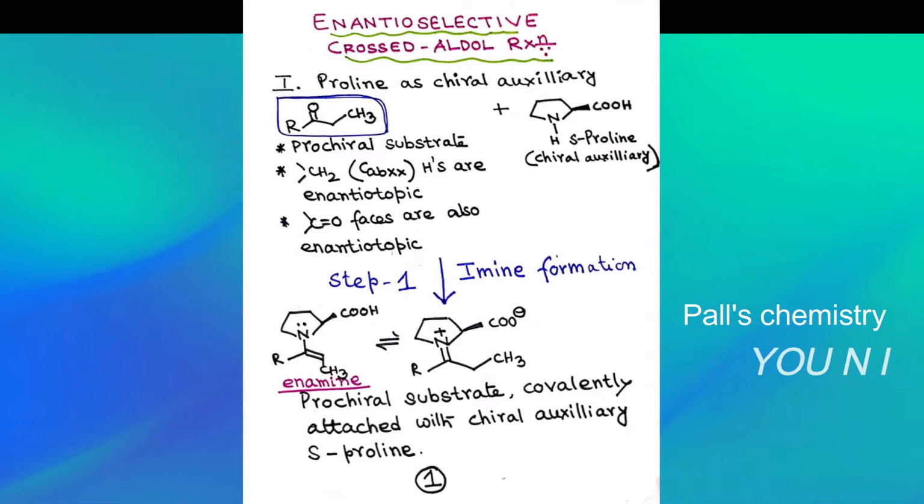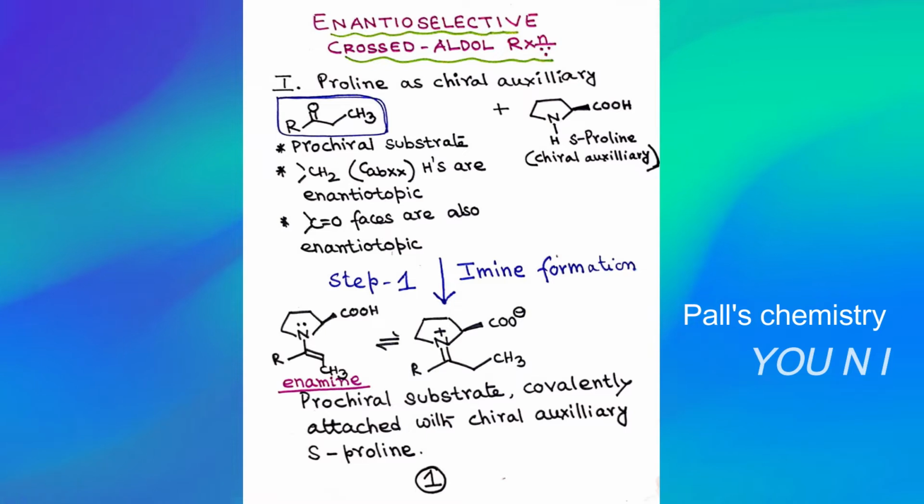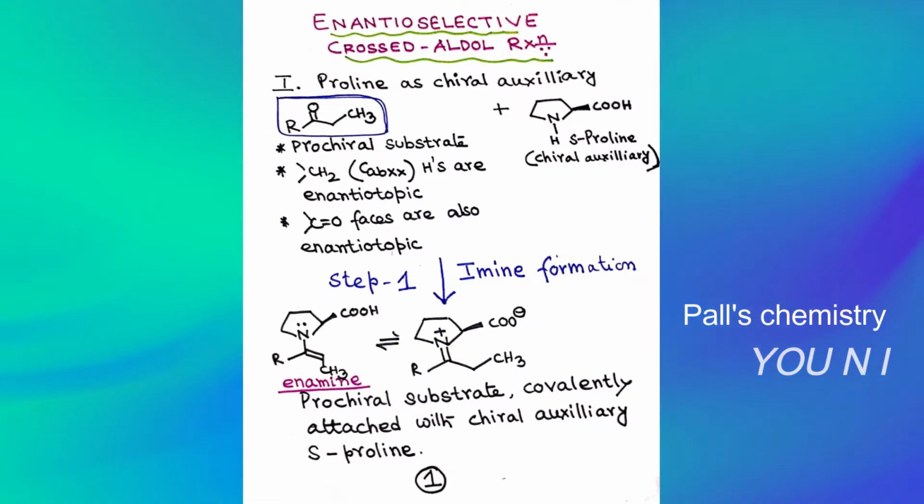The two hydrogens of this CH2 group are enantiotopic, as this carbon satisfies the pattern CABXX type. Now in addition to this, our prochiral substrate also contains enantiotopic faces. The faces of the C=O of the prochiral substrate are enantiotopic. One face is the Re face and another face is the Si face. Now this ketone will undergo the reaction with the chiral auxiliary S-proline.